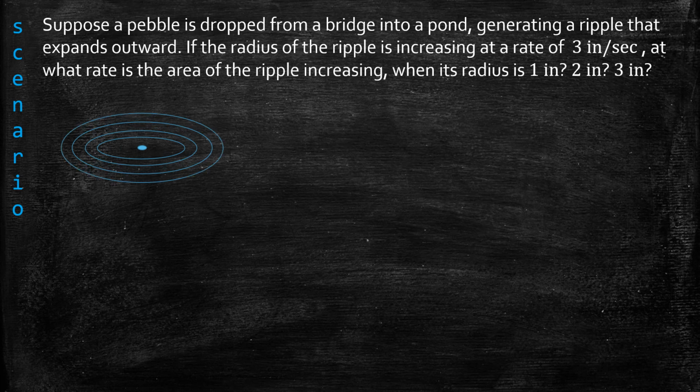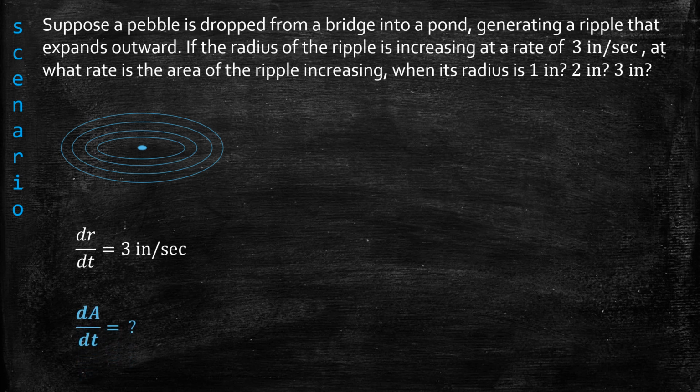And we can't work out related rates unless we're given one or more rates. So we're given that the rate at which the radius is increasing is 3 inches per second. And we'd like to find out the rate at which the area of the ripple is increasing when its radius is 1 inch, 2 inches, and 3 inches. What we do first is put that 3 inches per second into mathematical notation. That rate represents dr by dt. And the rate we would like to find, we can write as dA by dt.